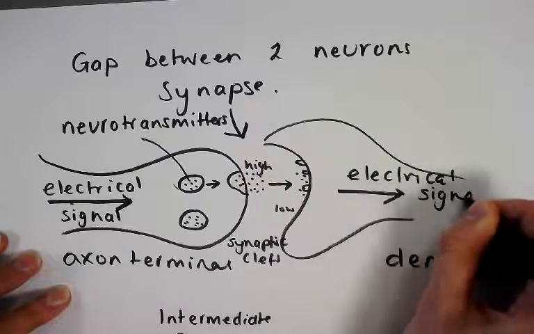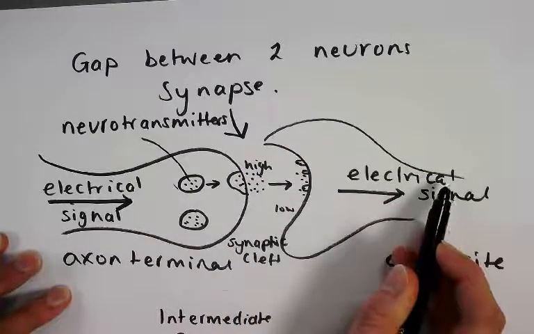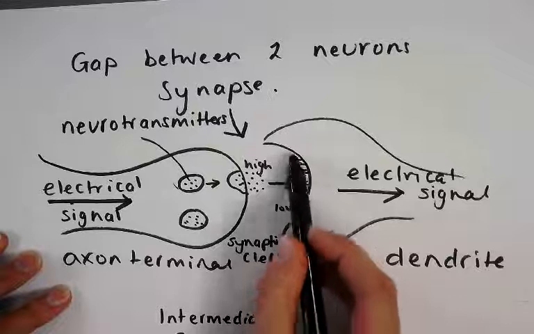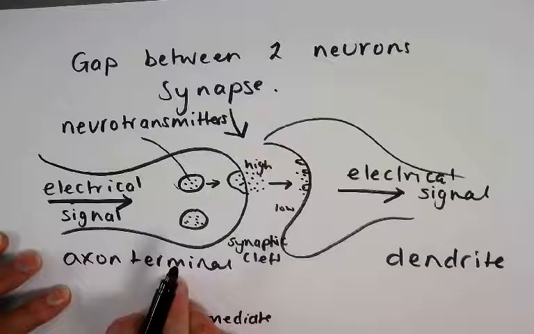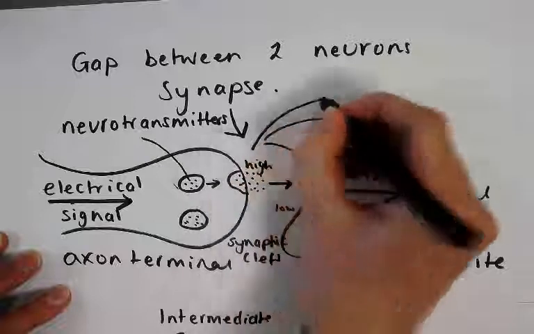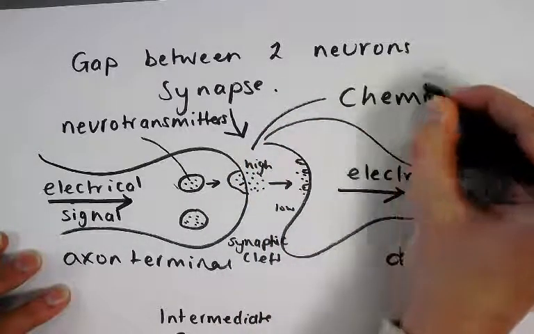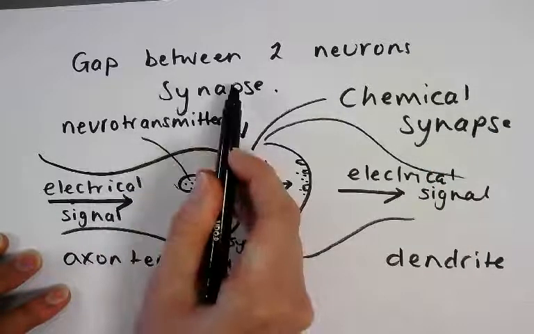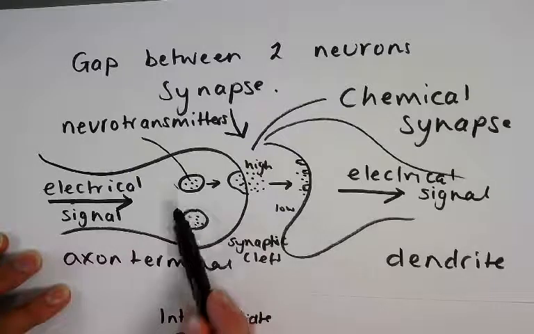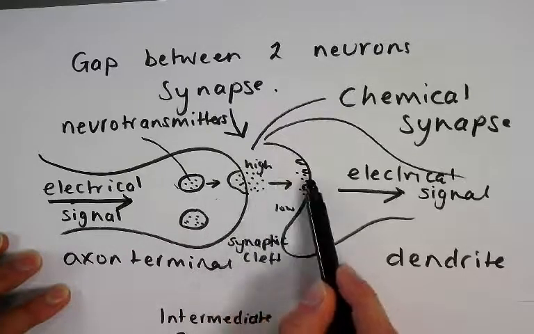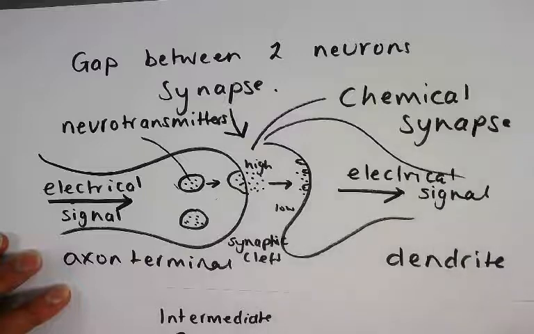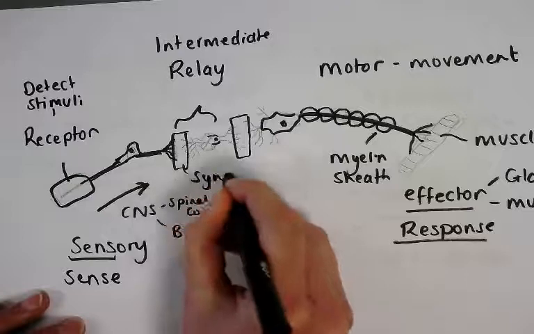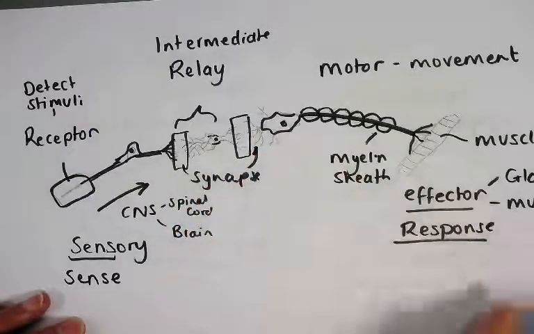So the electrical signal can't jump across the gap, so what needs to happen is the neurotransmitter is released, it diffuses across the gap. When it gets to the other side, it then starts a new electrical signal. So what's actually happening in the middle section here is a chemical signal. So key points about a synapse, which is the gap between two neurons: it goes from electrical signal, it converts to a chemical signal as it moves across the gap, and then back to electrical signal. So whenever you have a gap between two neurons, remember that's called a synapse. This is what is going to be occurring at that gap.